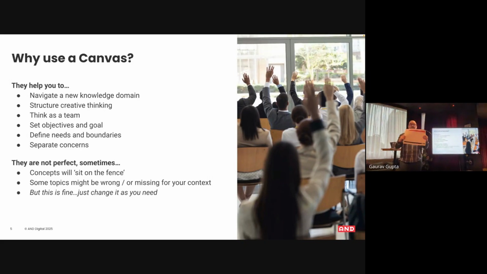This is quite a detailed canvas. Some canvases can have 6 blocks on them. This one has quite a lot of blocks because there's quite a lot of specificity in it. But it's really good for helping you to navigate a knowledge domain, thinking collectively. You can do canvases as individuals, you can do canvases as teams. There's a lot of interesting stuff you can do. So lots of good reasons to use canvases.